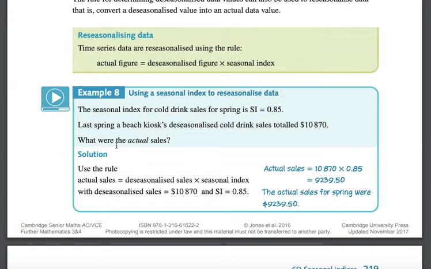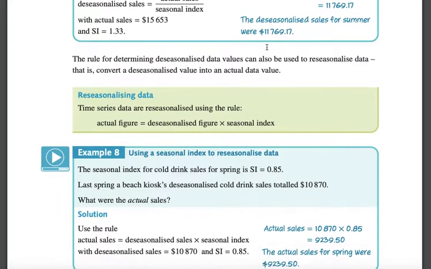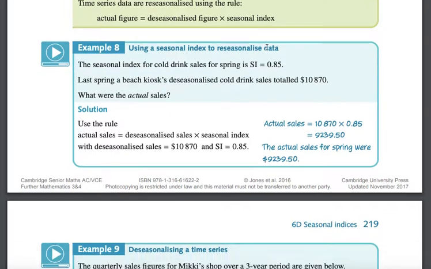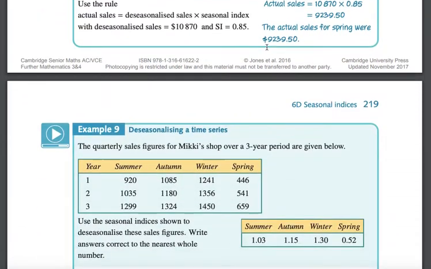The seasonal index for cold drink sales for spring is 0.85, so it's 15% lower than the average. Last spring, a beach kiosk's deseasonalized cold drink sales totaled 10,870. So what we do here is take that amount times the 0.85, which means the actual sales figure for that spring was 9,239.5. So you see how it's bringing those two values closer together, the 11,000 and the 9,000. That's what's happening with this deseasonalizing and reseasonalizing.